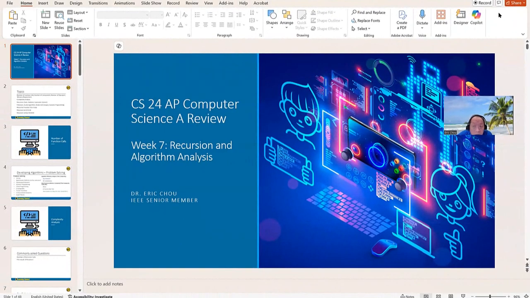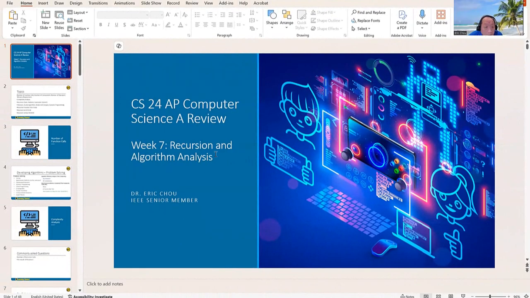So today we are going to review recursion and algorithm analysis. This one will be more focused on multiple choice instead of the FRQ, okay? Because in the real exam, I think they seldom test the FRQ for the free response.